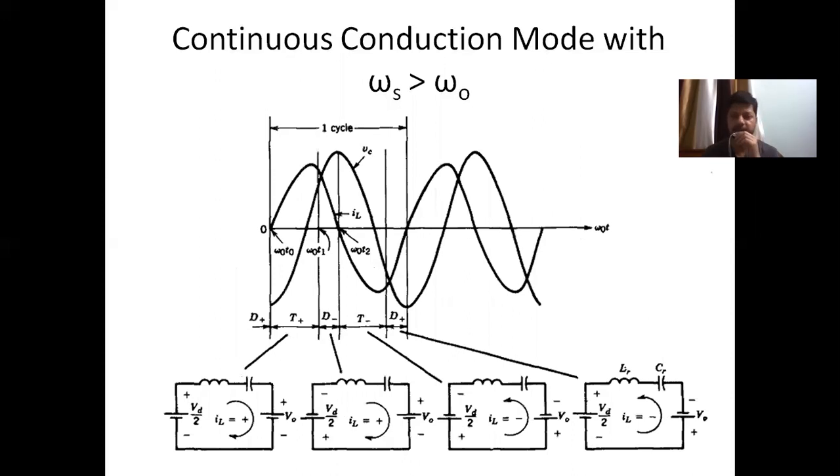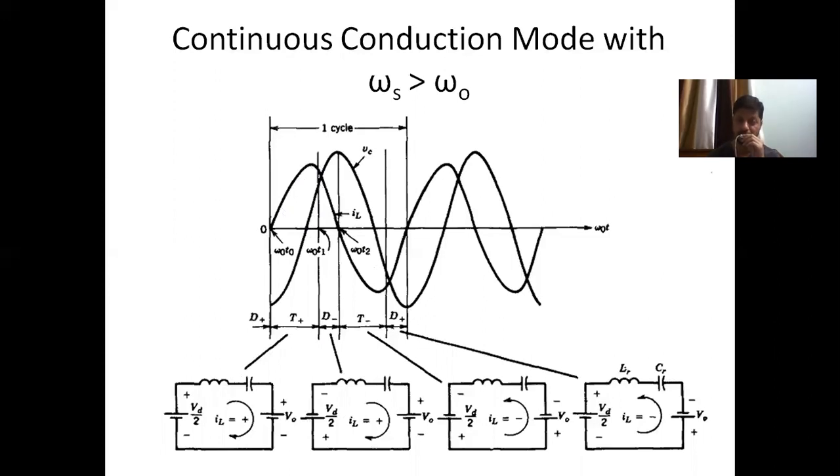The third case is continuous conduction with the switching frequency greater than the resonant frequency. What is happening here is we are turning on T plus at zero current. Unlike the previous case where the switches had turn on losses but no turn off losses, here there will be no turn on losses, there will be only turn off losses. So T plus is turned on at omega 0 T0, the current starts increasing, and before it can reduce to zero, T plus is turned off.